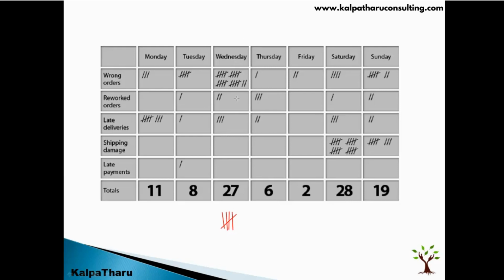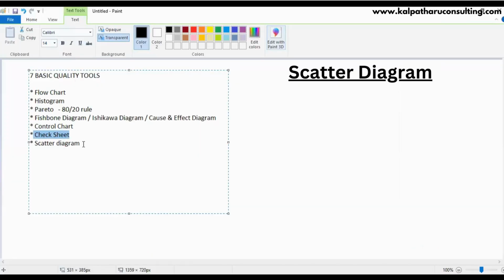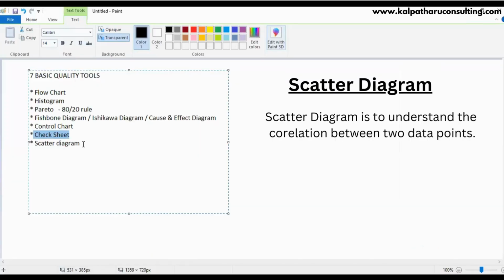For example, on Wednesday, how many wrong orders were there? 5, 10, 15, 20, 22 wrong orders. So this defect capturing tool is called a check sheet. And then what is the other technique? Scatter diagram. Scatter diagram is to understand the correlation between two data points.